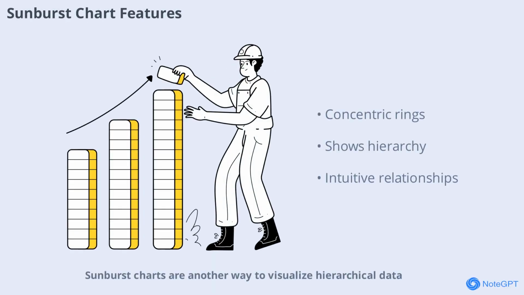Sunburst charts are another way to visualize hierarchical data, using concentric rings. Each ring represents a level in the hierarchy, and segments show the size of each category. Sunburst charts are ideal for displaying organizational structures, file directories, or any data with multiple levels. They provide a clear, intuitive view of how categories are related and how they contribute to the whole.